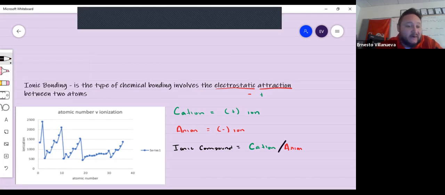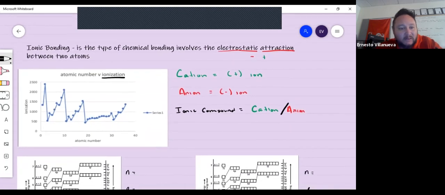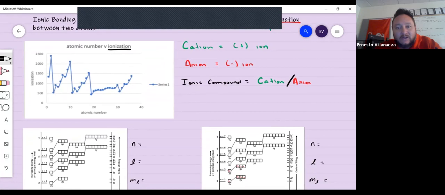Here we have our table of ionization energies because we're going to use that to determine what type of ion we're going to make, and we're going to do a couple of examples. Okay, so I'm going to scroll up a little bit. All right, you should be working on your guided notes.